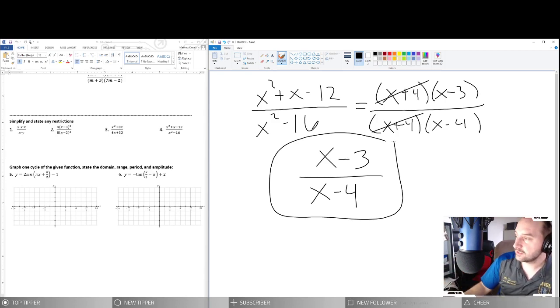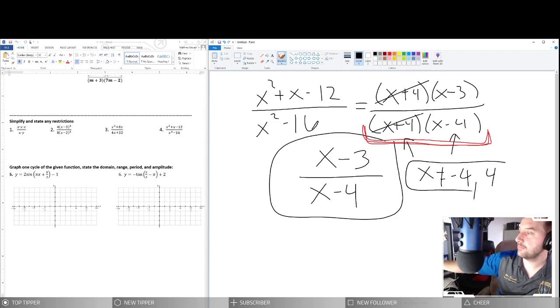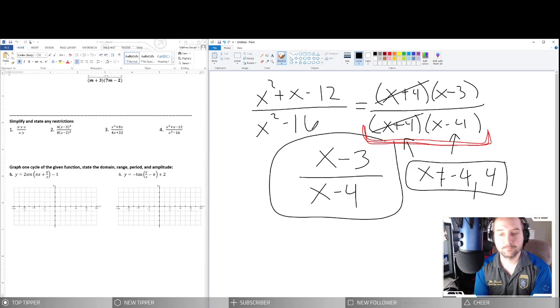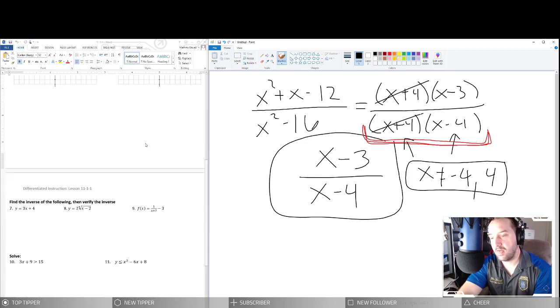Now my restrictions. I have to look at what was it before I reduced. So these are the values. Well, x can't be what makes me have a 0 in the denominator. So for this first factor, x cannot equal negative 4. And for this next one, x cannot be positive 4. And so those are my restrictions. Comments or questions on that?